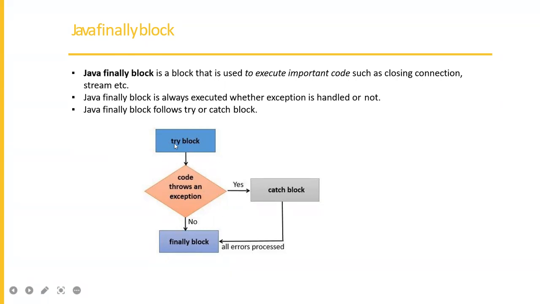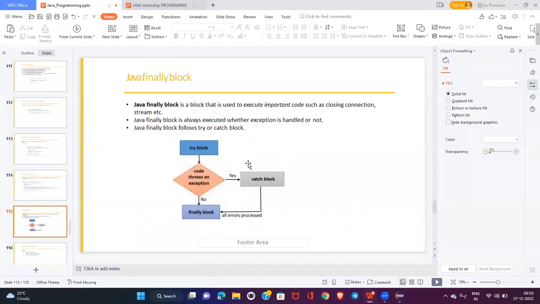So look at the syntax here. The try code throws an exception, the catch block handles it, and then finally executes. If this code does not execute, meaning the exception is not raised, then also the finally block will be executed. Let's go to practical. I will show you one example.